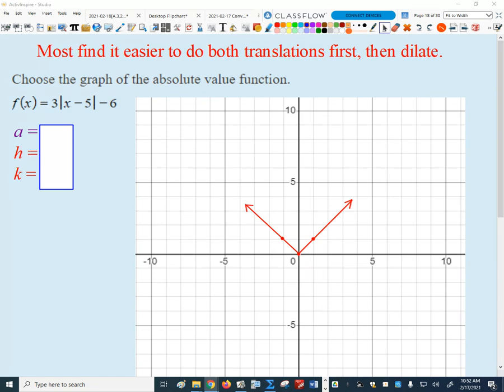Good stuff. It's the number out front, isn't it? A is 3, very good. Okay. What's the value of H? And be careful with this one. What's the value of H?